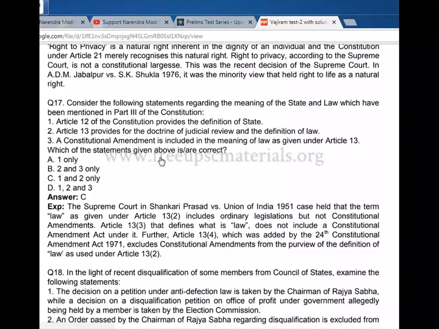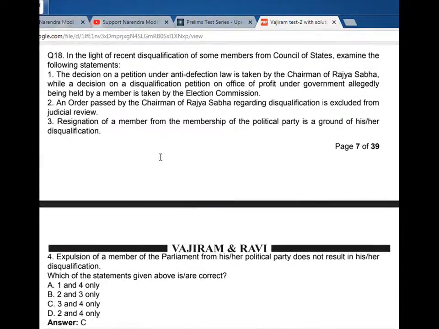The Supreme Court in Sankari Prasad versus Union of India, 1951, held that the term law as given under Article 13(2) includes ordinary legislation but not a Constitutional Amendment Act. Under Article 13(3), the definition of law does not include the Constitutional Amendment Act. Further, Article 13(4), added by the 24th Constitutional Amendment Act, 1971, excludes constitutional amendments from the purview of the definition of law under Article 13.